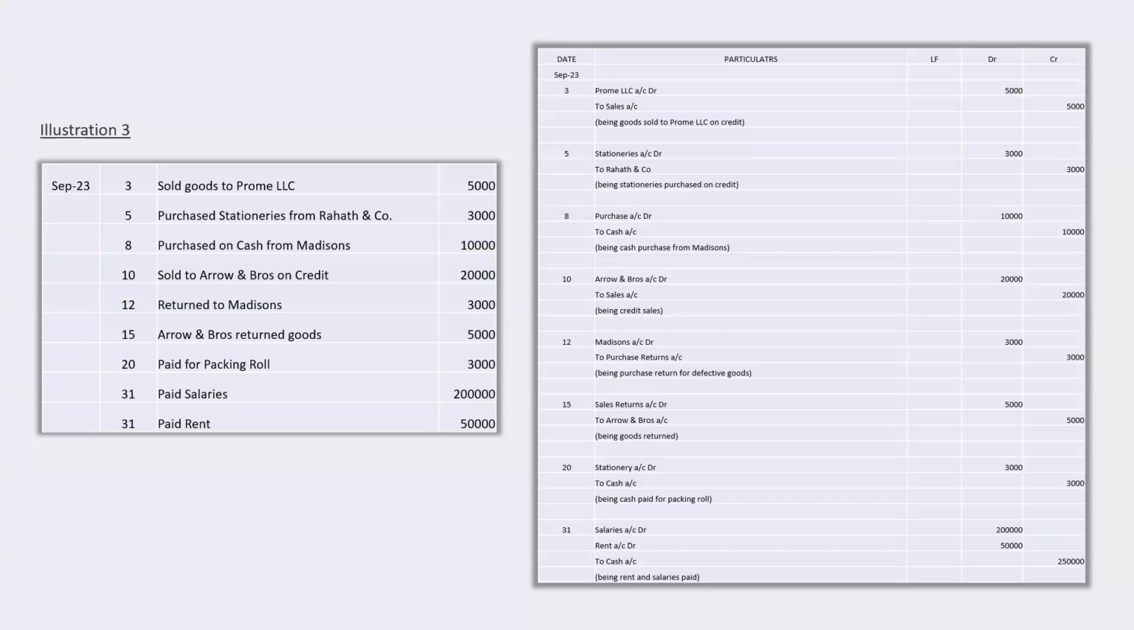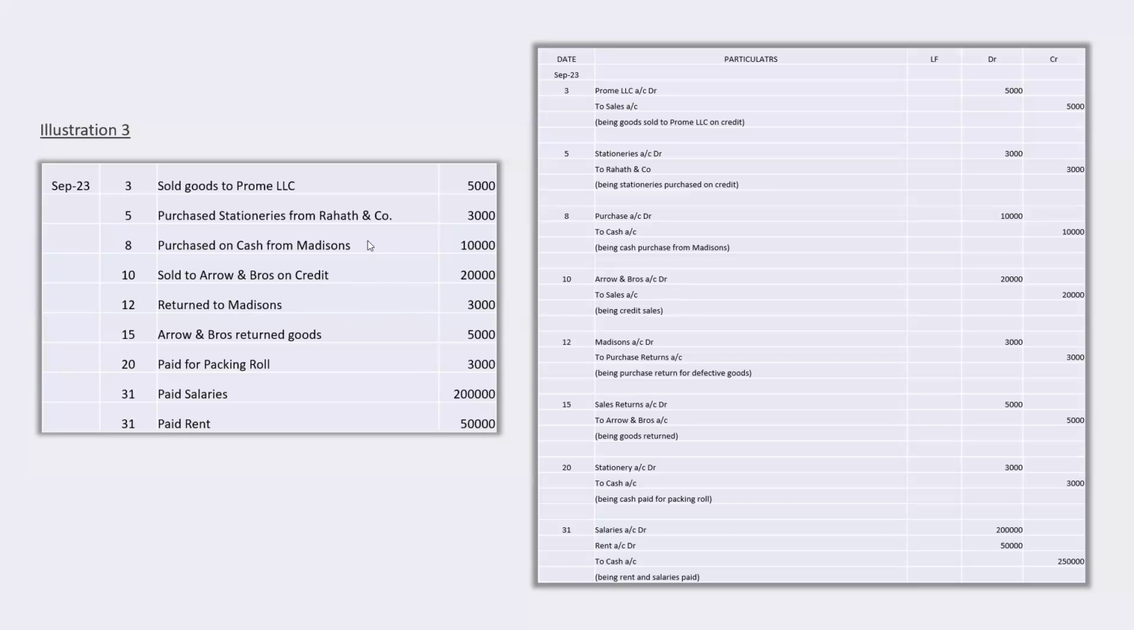Sure. Okay, so the third one is purchased on cash from Madison's worth 10,000. So purchase account debtor to cash account. That is not clearly mentioned. Then sold to Arrow and Brothers on credit, and here it's clearly mentioned credit, so Arrow Brothers account debtor to sales account. Now, returned to Madison's worth 3,000.